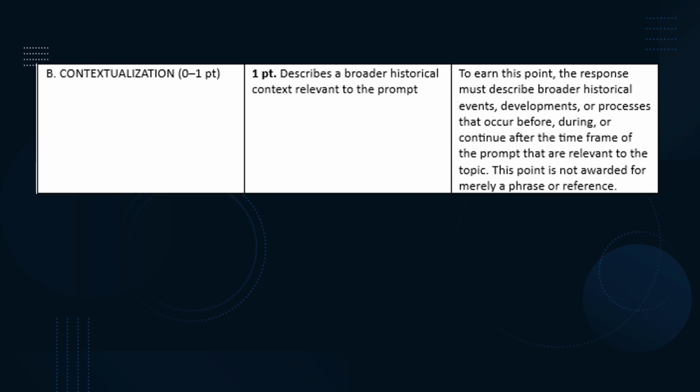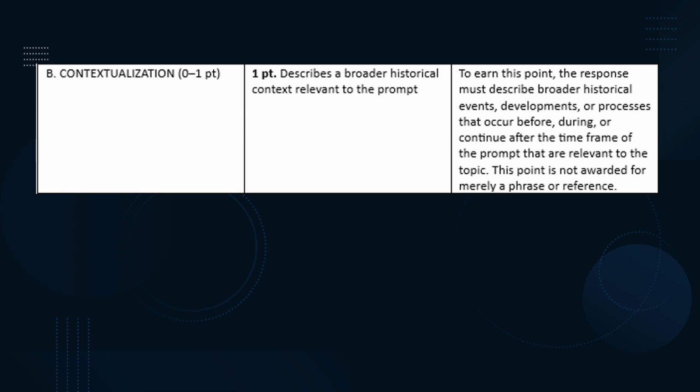The second section of the rubric is contextualization, and like the LEQ, it is worth 1 point. Your goal for earning this point will be to write a paragraph of around 3 to 4 sentences that describes the historical developments related to your prompt from the years leading up to its time frame.